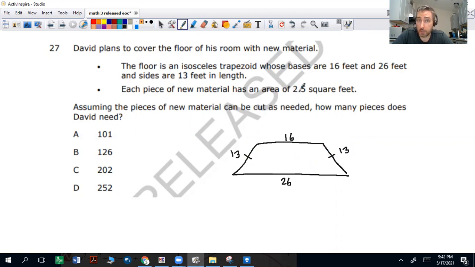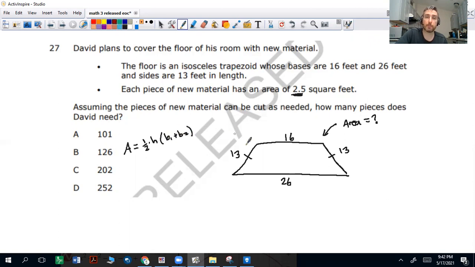Each new material has an area of 2.5 square feet. We can cut them as needed. So how many pieces does David need? Well, we've got to figure out the area here. And the area of a trapezoid, we don't really study this in Math 3. This is kind of an unfair question, to be honest with you. It's 1/2 times the height multiplied by the sum of the bases.